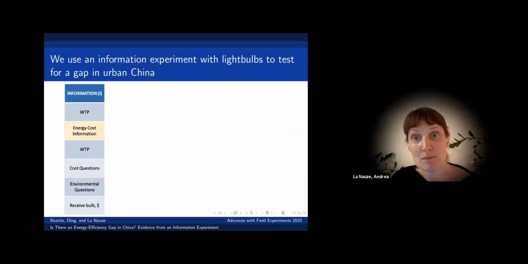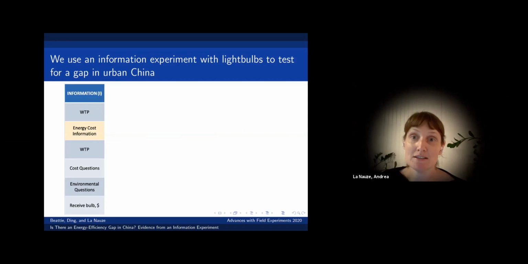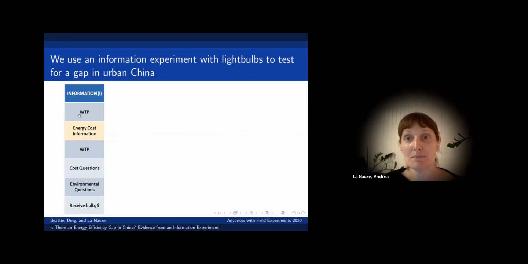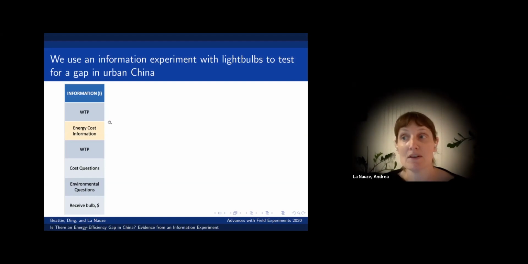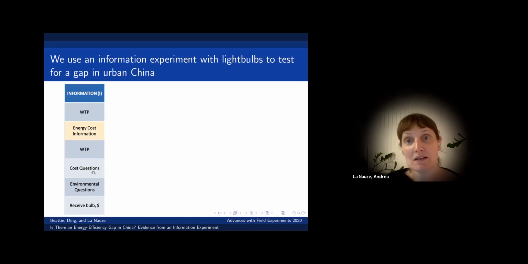So we designed an information experiment using a multiple price list to test for the gap in urban China. So we first elicit willingness to pay for an efficient LED light bulb relative to inefficient incandescent light bulbs. We then inform participants about the expected lifetime costs of using these light bulbs before we re-elicit their willingness to pay. We then ask them their beliefs about the cost of using light bulbs, followed by their beliefs about the environmental consequences of energy consumption before our enumerators draw a random price.